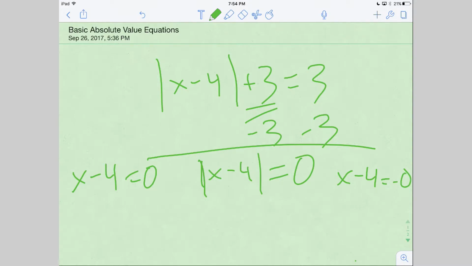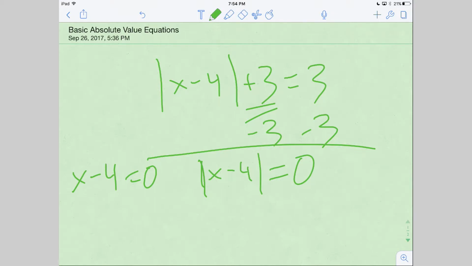Like, negative 0 is just 0. You can't have positive and negative 0 be different versions of 0. They're the same thing because it's just 0. Negative 0 is 0. So when you have something like this, where you have absolute value on one side and just a 0 on the other side, then there's only going to be one solution, because it makes no sense to solve for x minus 4 equals negative 0 over here, because negative 0 is the same thing as 0. So we might as well not even do this one.